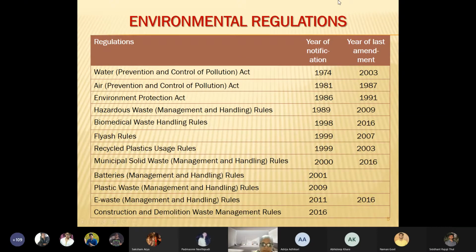Now, this extended producer responsibility is one part of it. The second part of it is registration of authorized dismantlers and recyclers. These people have to show to the government that they have appropriate safety measures for protecting the health of the workers. They have adequate protection from and prevention of pollution of the environment. So everything is done in such a way that the health of the workers as well as the pollution of the environment is not compromised.